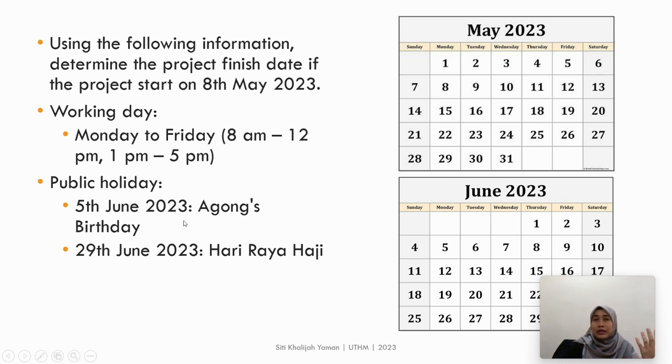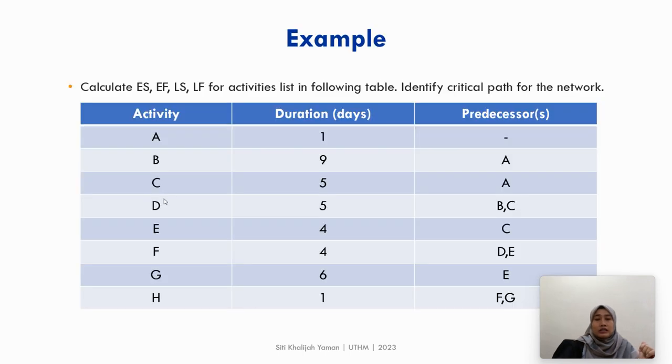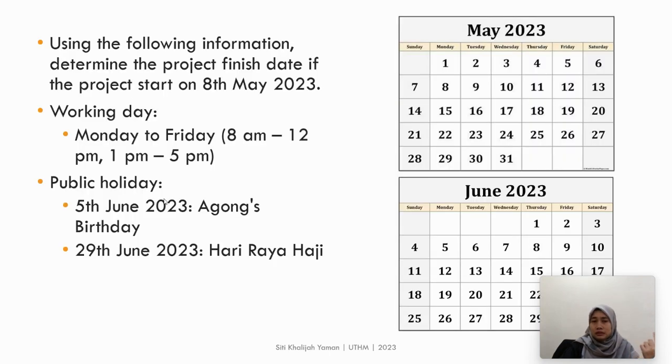By considering the public holidays and the working days, I want you to give me the completion date, or the project finish date, for this project. I want you to do it manually using either ADM or PDM, up to you. Then give me the completion date of this project by considering the working days and also the public holidays that fall during the schedule, on the calendar.